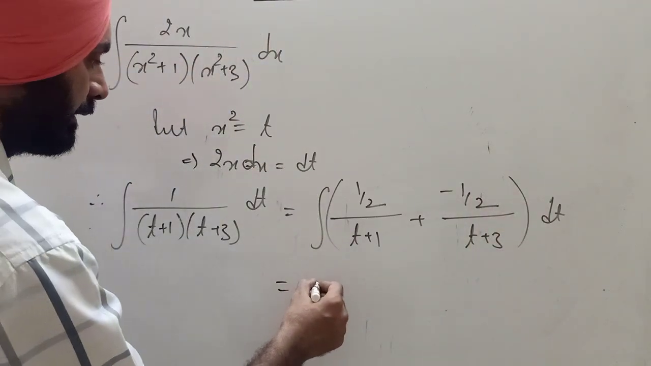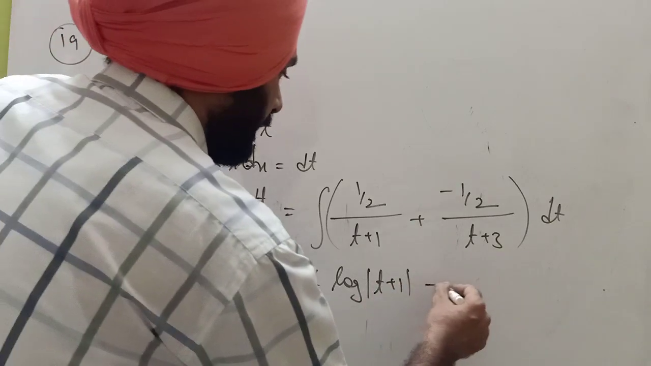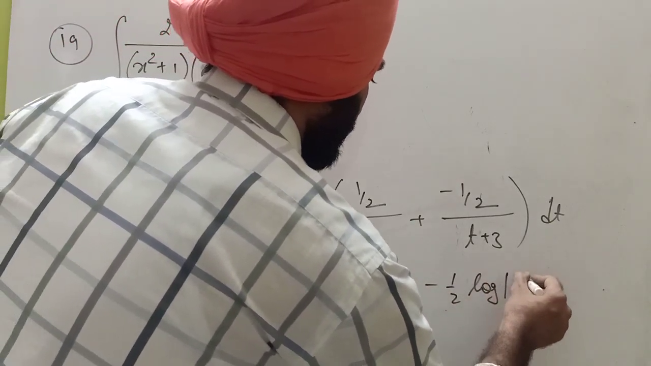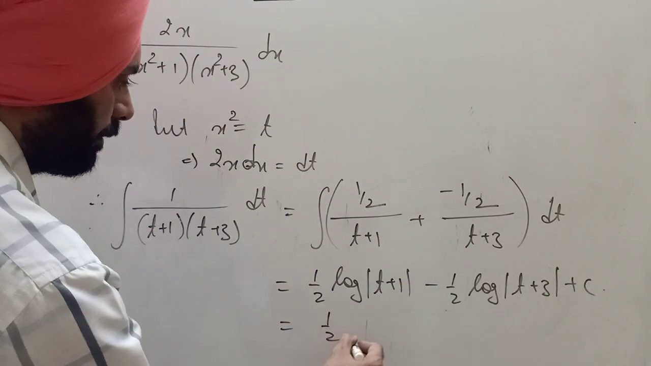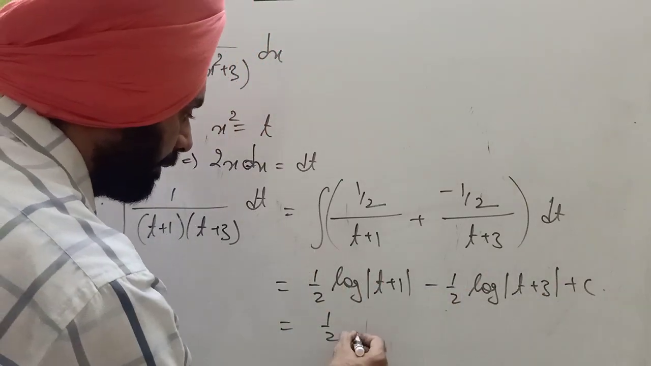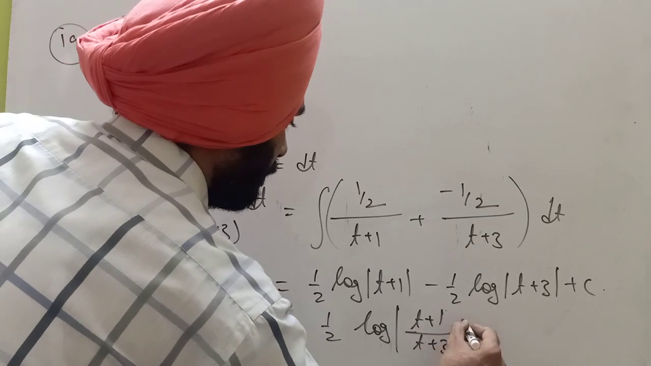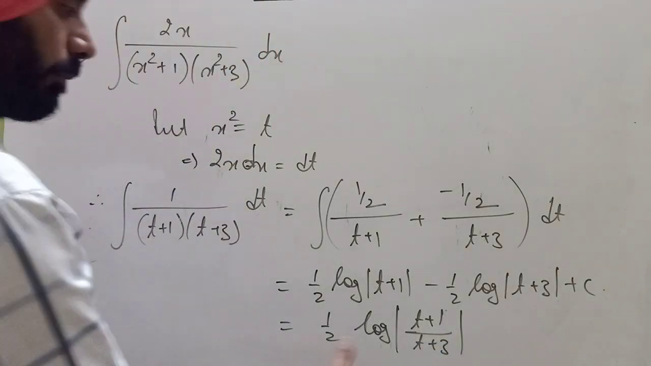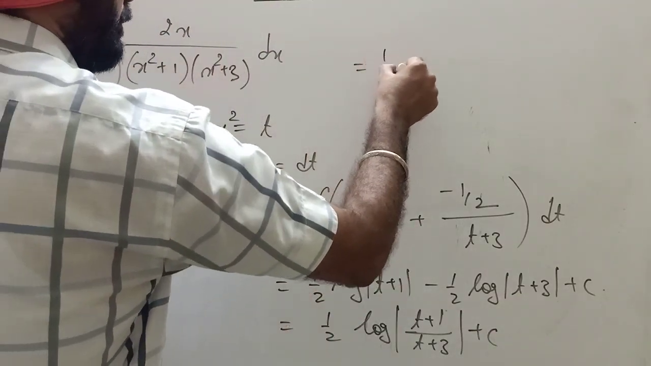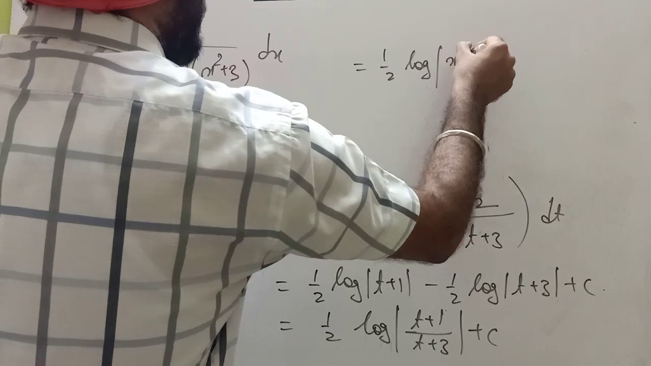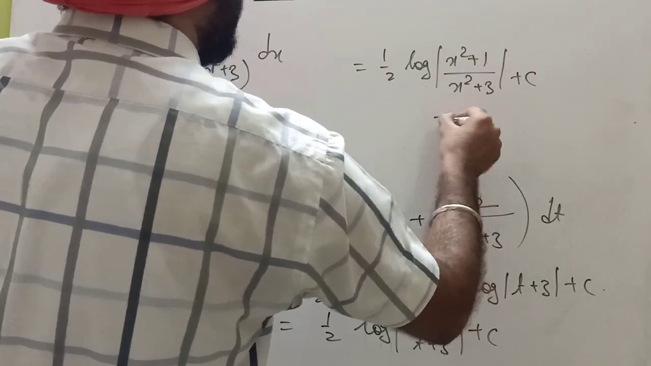Then integrate. 1 by 2 log mod t plus 1 minus 1 by 2 log mod t plus 3. Take half common and apply the formula log a minus log b. It is log a over b. It is optional. You can apply or not this formula. Plus c. Then replace the value of t. Log mod t is x square plus 1 by x square plus 3. So this is the answer.